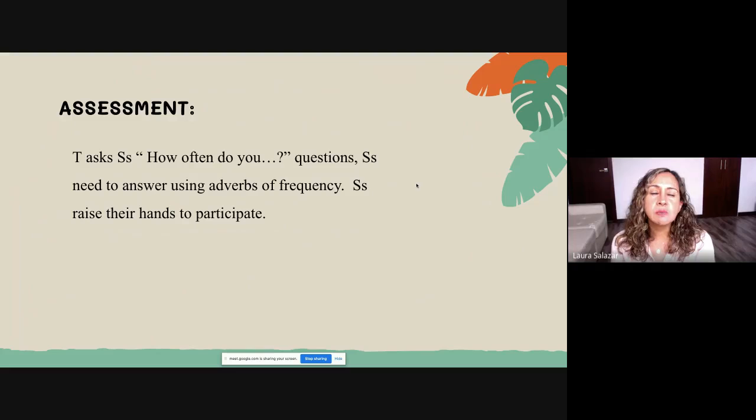For the assessment, teacher asks students, how often do you...? Questions. Students need to answer using adverbs of frequency. Students raise their hand to participate.